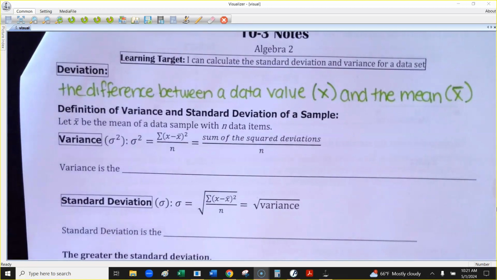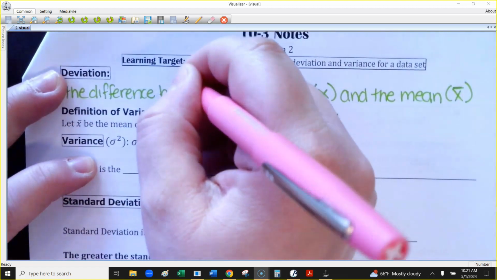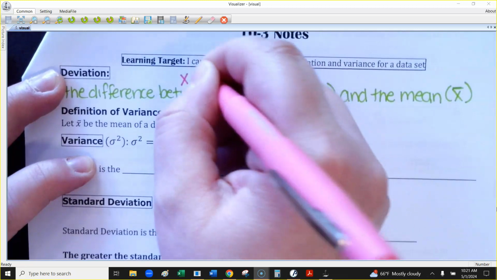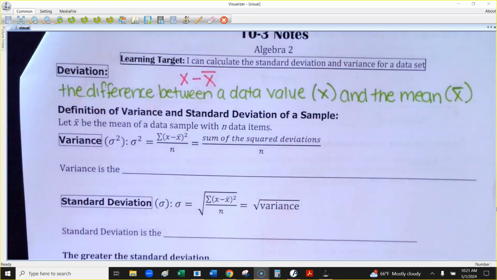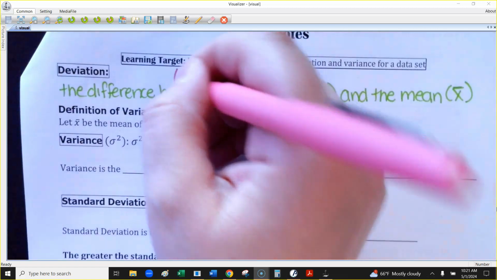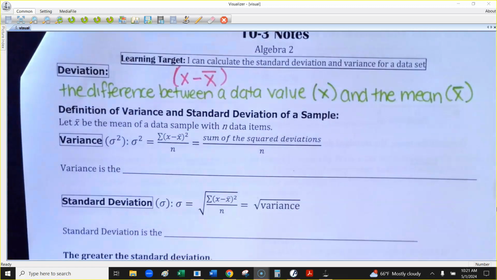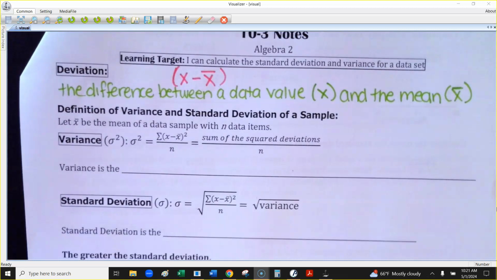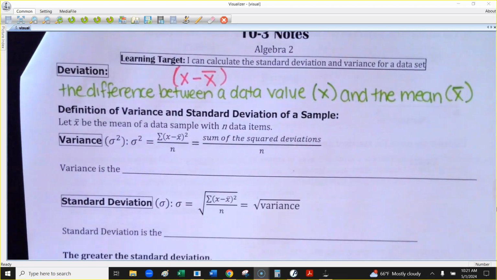So a deviation, difference is subtraction, right? So it's your data value minus whatever the mean is of the data set. That's how you would calculate a deviation for a specific data value. So it's just subtraction. Now, you guys are probably looking at this like, what the heck?